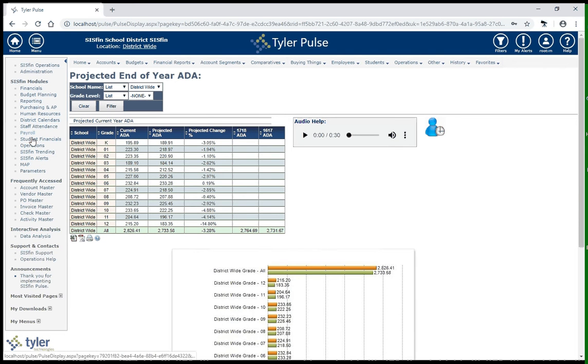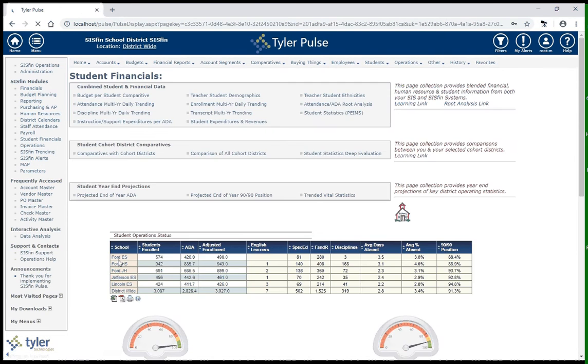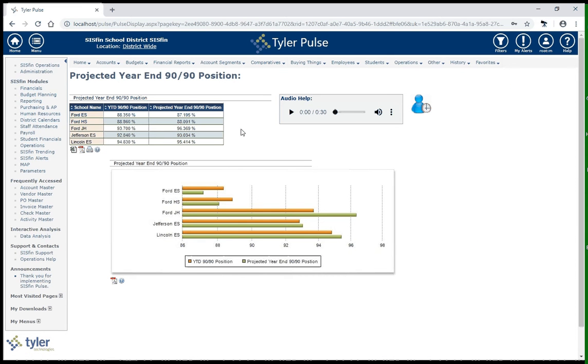Let's go back to the student financials and look at the year-end 90-90. Now, the year-end 90-90 is exactly the same thing. It's predicting where am I now and where am I going to be at the end of the school year. And it can't be quite as detailed because the data in SIS K-12 Pulse is not as detailed. It doesn't do it by grade level. So here we have to do it at the school level. So it's probably not quite as accurate, but it's approaching it.